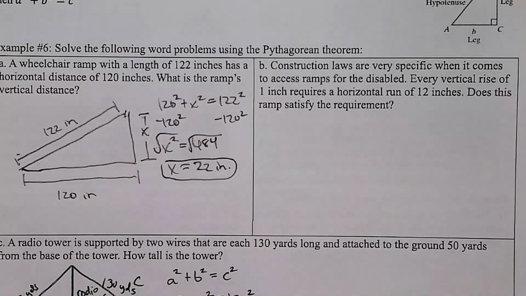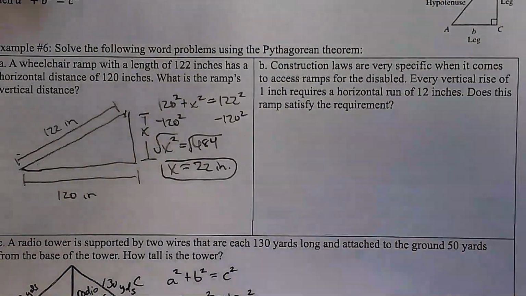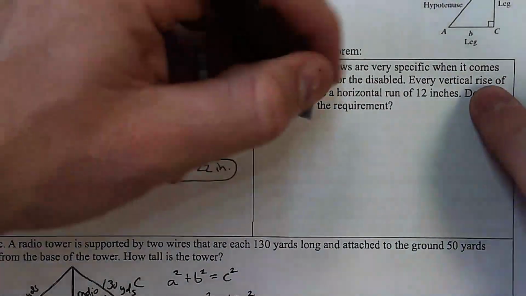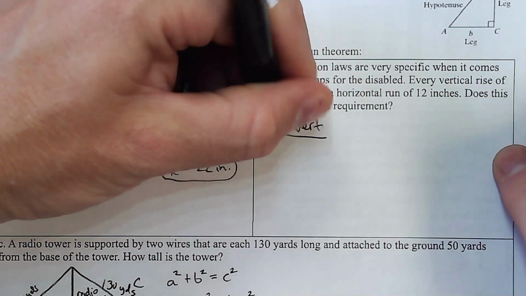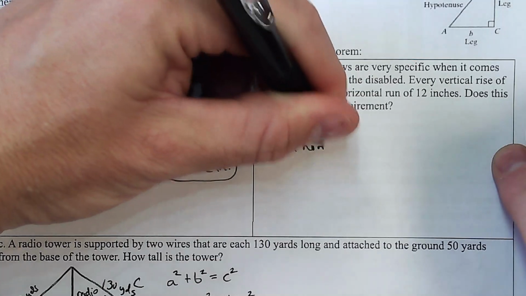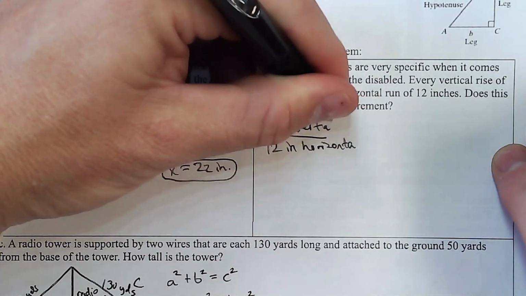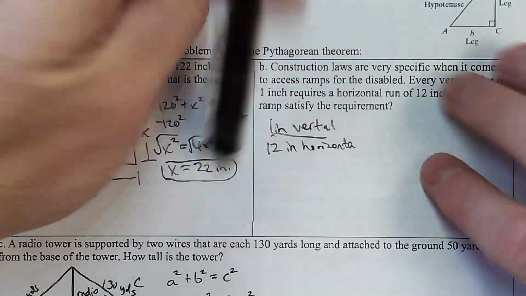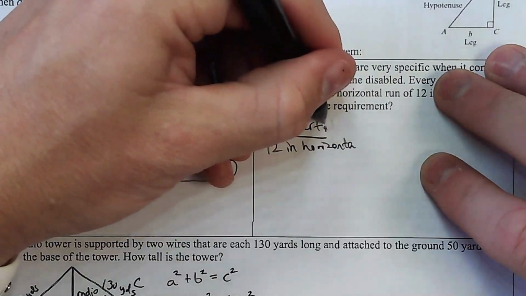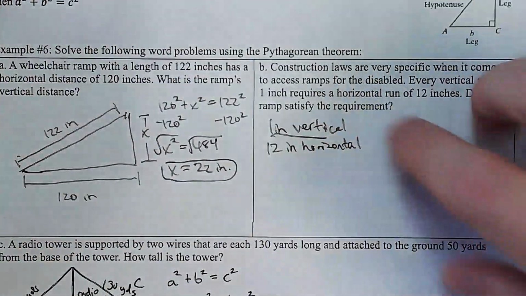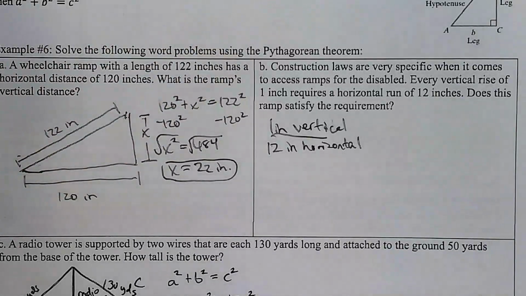The requirements are very specific, kind of like a slope thing: for every 1 inch vertical, there has to be a 12-inch horizontal. I can't spell vertical. So 1 inch vertical corresponds to a 12-inch horizontal.